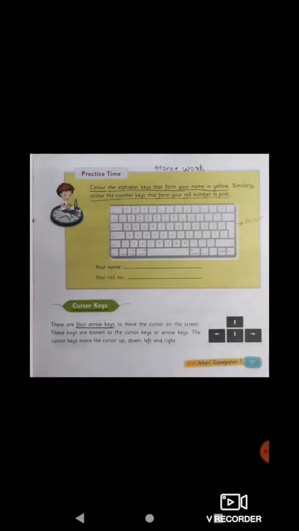So this is your homework. In the blank space, you write your name and your roll number, and in the picture, you color it accordingly. Your name will be with yellow and roll number in pink.